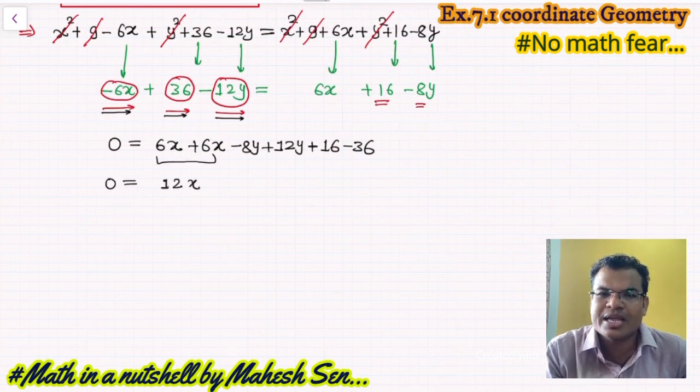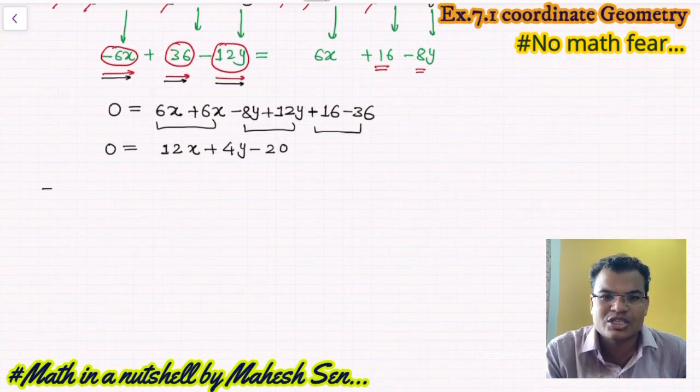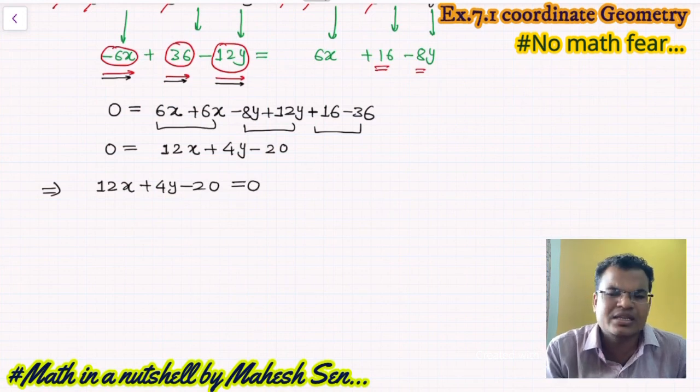Now 0 equal to 6 plus 6, 12x, minus 8y plus 12y is 4y, and this is minus 20, minus 16 minus 36 is minus 20. Guys, if you can see here, I can write 12x plus 4y minus 20 is equal to 0. I can write it like this also, there is no problem.